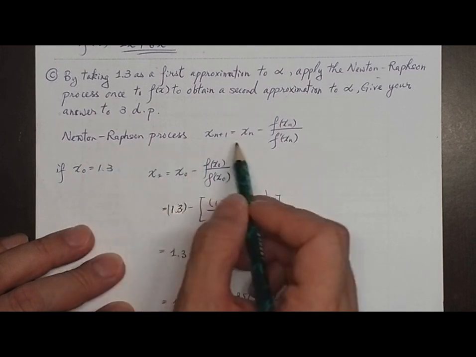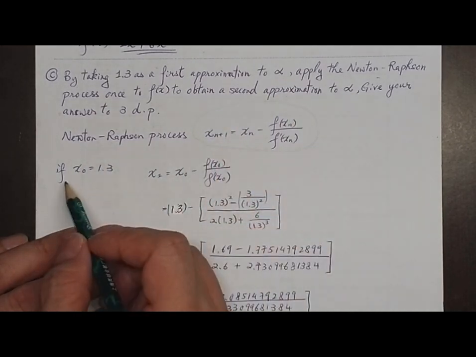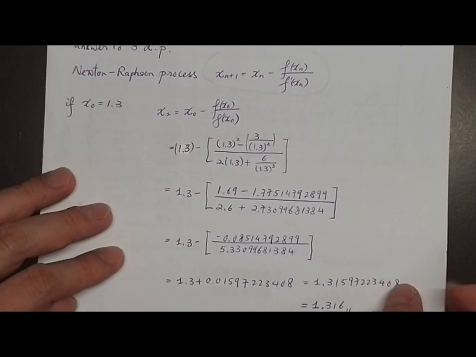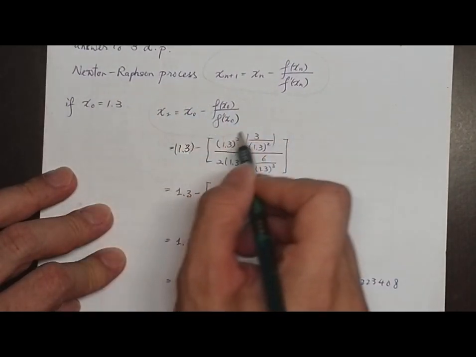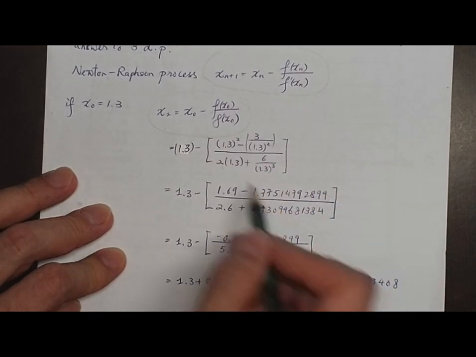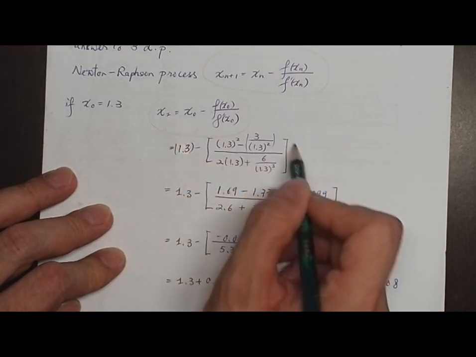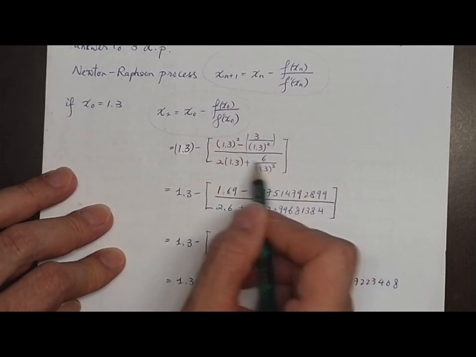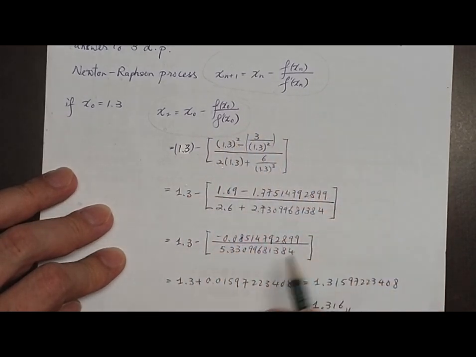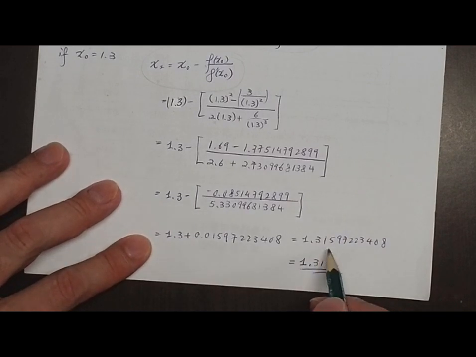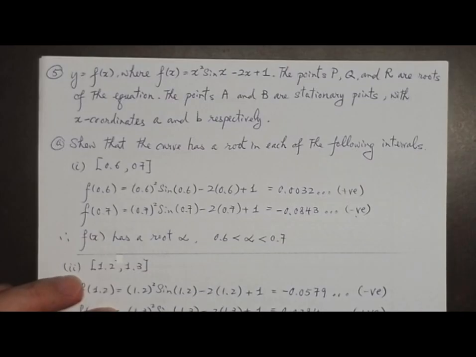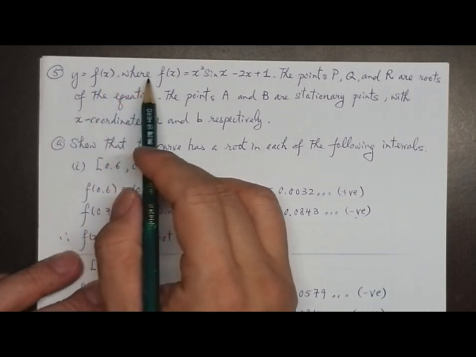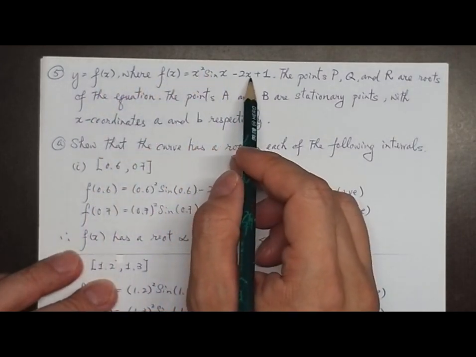The Newton-Raphson process we have known already, so we substitute x0 equal to 1.3 into the Newton-Raphson formula. We got x1 is equal to 1.3 minus the function of 1.3 over the derivative of the function at 1.3. We got the solution is 1.315972 and something. So we round to 3 decimal places. We got the answer 1.316.